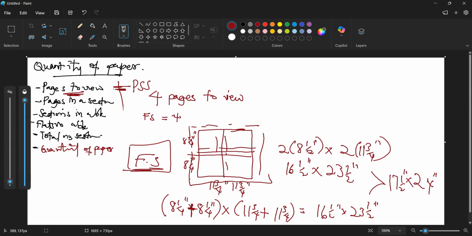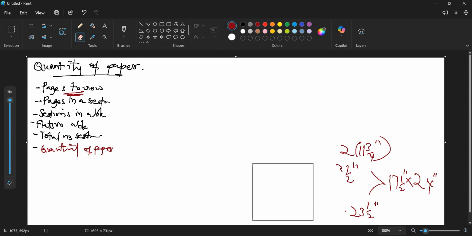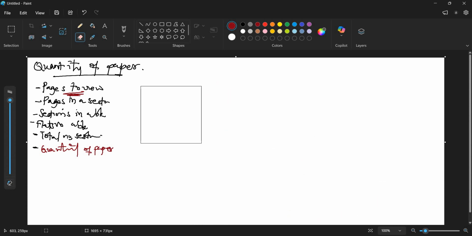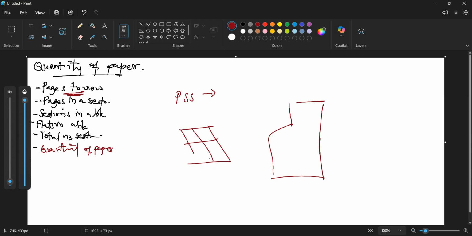Alright, so when you are done solving for your PSS, you move on to the number of outs. So this is your PSS, right? And that's what you'll be feeding into the machine. So let's say this is your machine. This is your PSS, which contains your 4 pages to view with margins. So you are going to feed this into the machine.